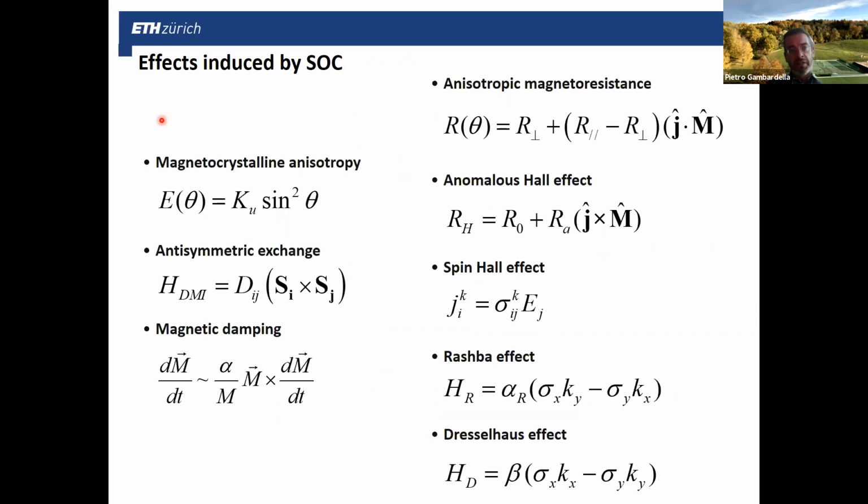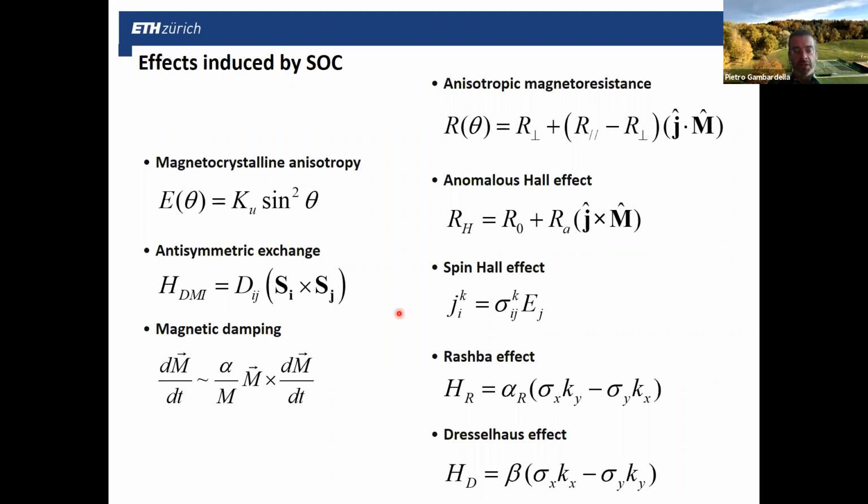So there are equilibrium effects that you see here listed on the left, like the magnetocrystalline anisotropy, which is due to spin-orbit coupling, and antisymmetric exchange interaction or Dzyaloshinskii-Moriya interactions. And then there are non-equilibrium effects, starting from magnetic damping, but also transport effects like anisotropic magnetoresistance, anomalous Hall effect, spin Hall effect, etc. And in fact, if you take away spin-orbit coupling from a magnet, this magnet will not behave at all as a magnet anymore, right?